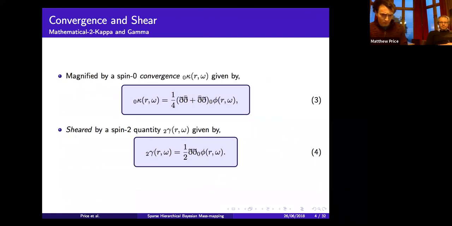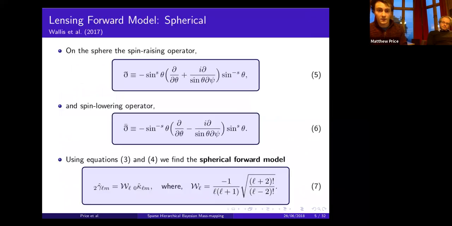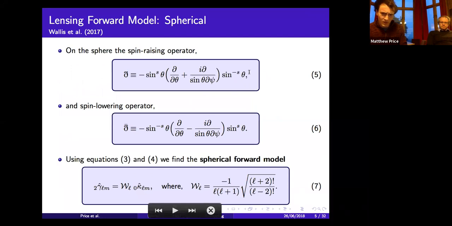So the two quantities, the convergence and the shear, are related to the underlying integrated line of sight mass distribution phi by these two relations 3 and 4, where these operators here are the spin raising and lowering operators. On the sphere, these spin operators are defined as such, and combining those two equations 3 and 4 and these operators 5 and 6, you can get a mapping from shear to convergence in spherical harmonic space, which is given by equation 7.